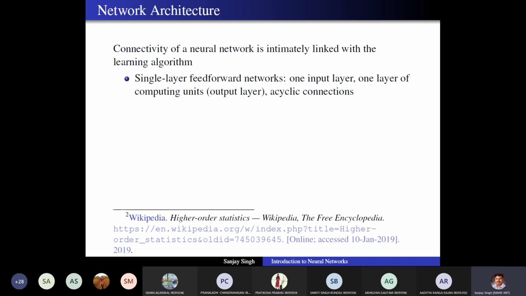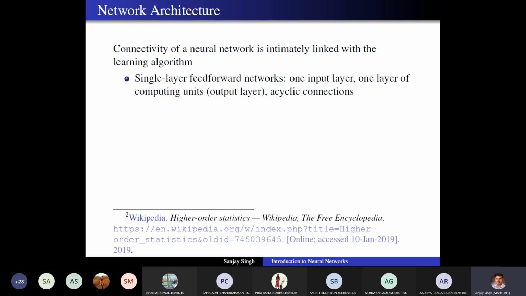So connectivity of a neural network basically is intimately related with the learning algorithm, what kind of learning algorithm you're using. Even if the neurons are the same, but a different learning algorithm is there, it helps in many different ways. That may speed up the learning process, or it may give better learning. Many things can be thought of.